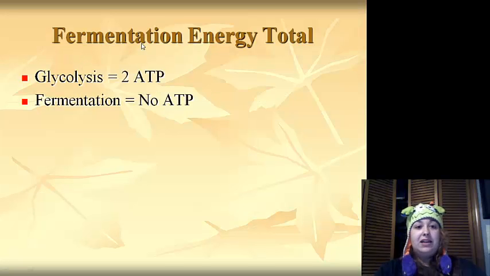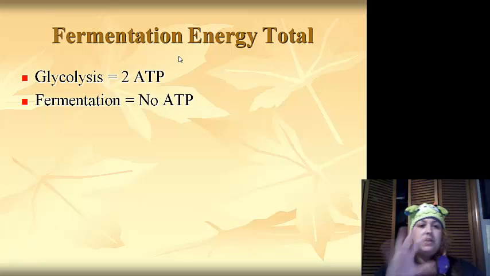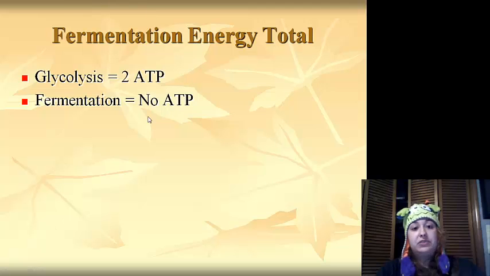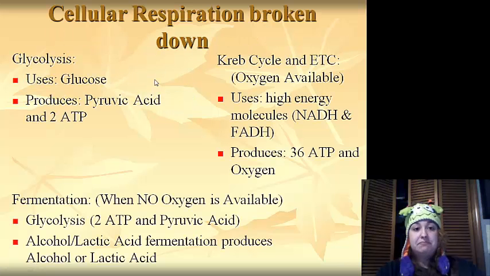So again, fermentation energy total: glycolysis, 2 ATP. Fermentation, none. So this type of energy creation is not very efficient. We would rather do cellular respiration and get 38 ATP. But sometimes we don't have enough oxygen, so we have to go this route that produces 2 ATP.